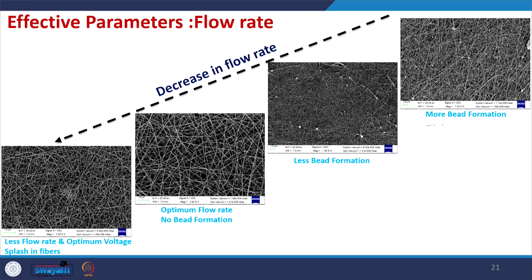Let us understand the role of flow rate with some examples. When you are using the high flow rate, you can see more bead formation, and when you adjust the flow rate, you get fewer beads, and at the optimum flow rate there is no bead formation. What you get is very good nanofibers. And when you reduce the flow rate further, what happens is you will get splashing in the fibers. It may look like normal nanofibers, but there will be splashing in the nanofibers.